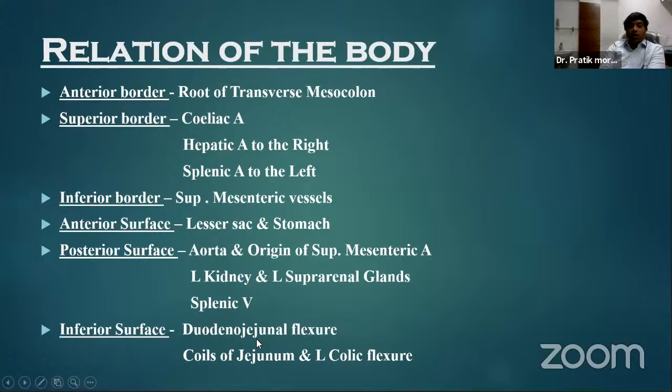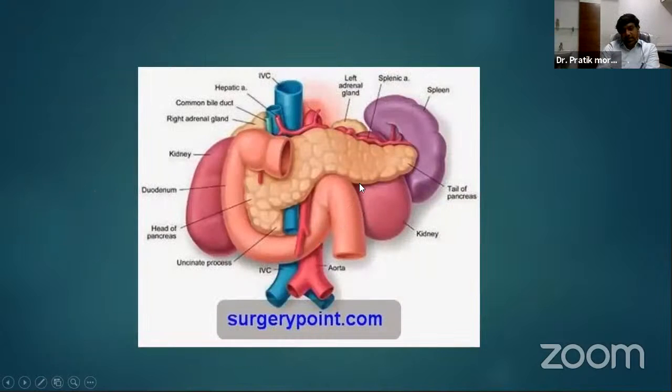The inferior surface is related to the duodenojejunal flexure, coils of jejunum and left colic flexure. You can see the angle here. This angle is where the duodenum is ending and the jejunum is commencing, and this flexure is called the duodenojejunal flexure. It is related to the inferior surface, along with some coils of the small intestine. Okay, understood the relations of the body.